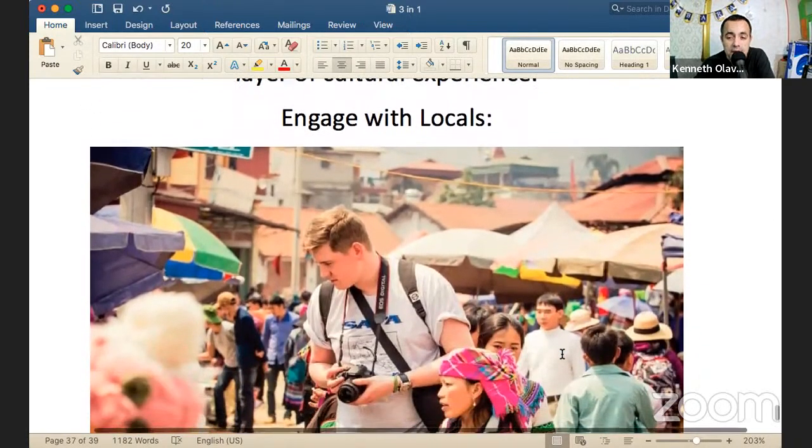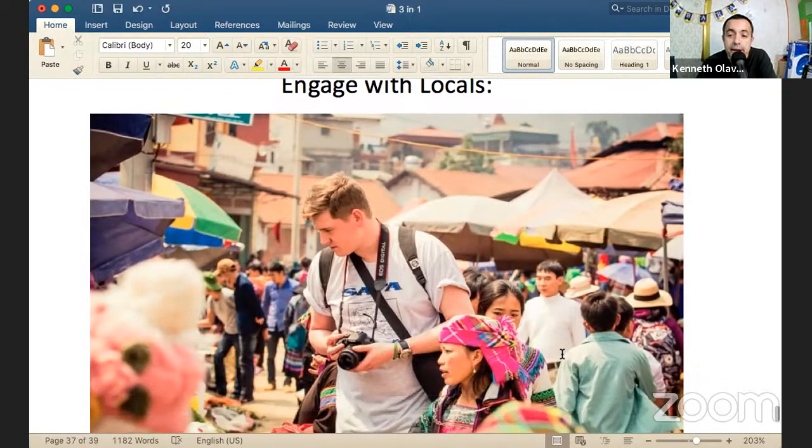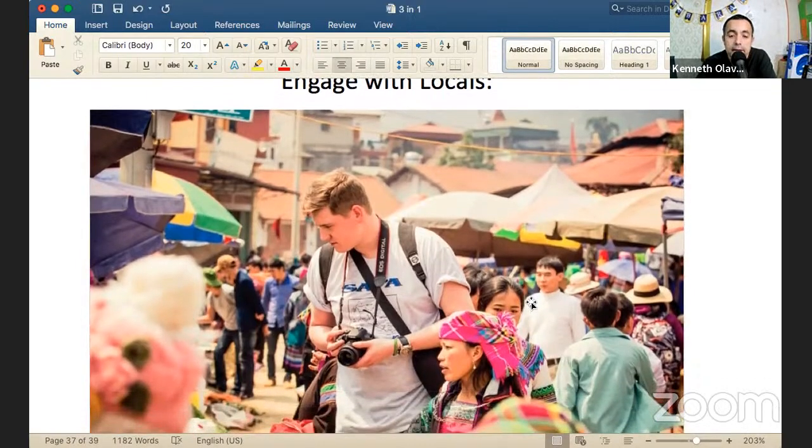Engage with locals. It's close to 10 now, we're getting sleepy and we're about to finish this show today. Engage with locals. Just because you are different or they are different to you, that doesn't mean they're not people. They're still people. They're still curious. They still want to know about you. And sometimes they don't know how to do it.